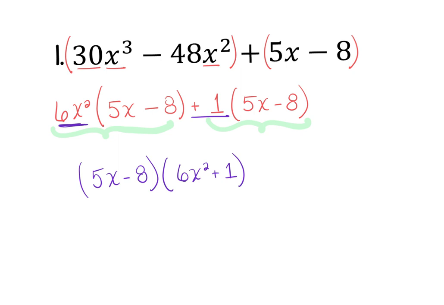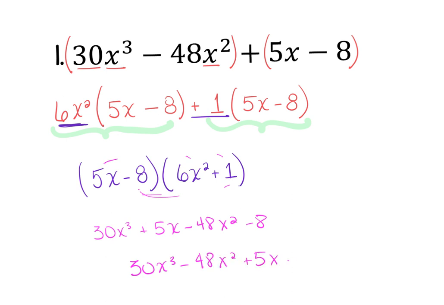I can always check factoring. How can I check my factoring to see if this is correct? Yeah, I can FOIL. If I were to FOIL this, I would say 5x times 6x squared is 30x cubed. 5x times 1 is 5x. Negative 8x times 6x squared is negative 48x squared. Negative 8 times positive 1 is negative 8. If I were to put this in standard form, 30x cubed minus 48x squared plus 5x minus 8, that is what I started with. This is the correct factoring. So this is my answer.